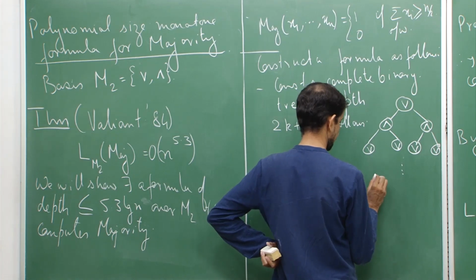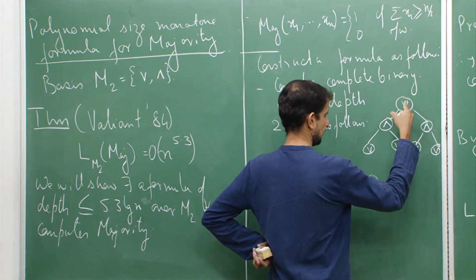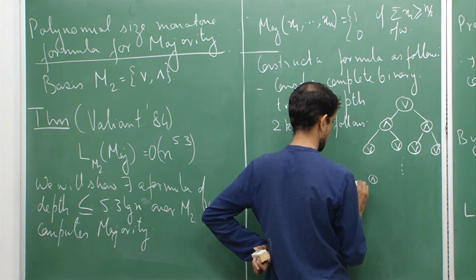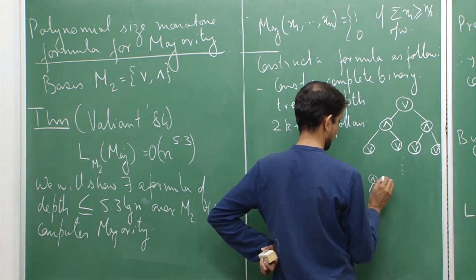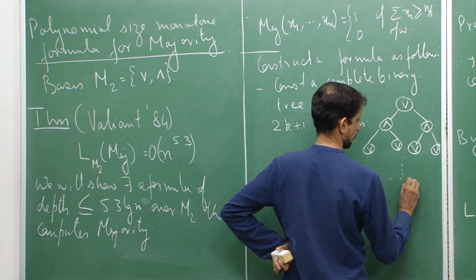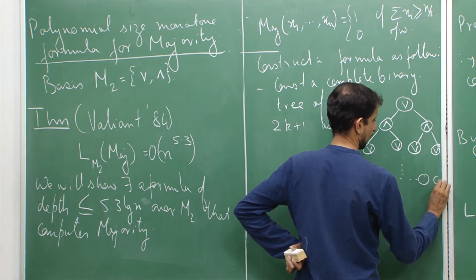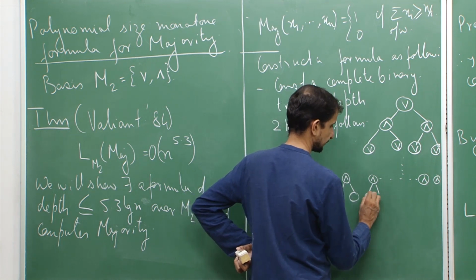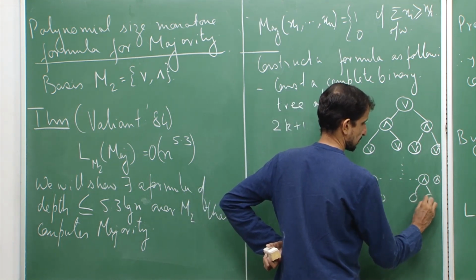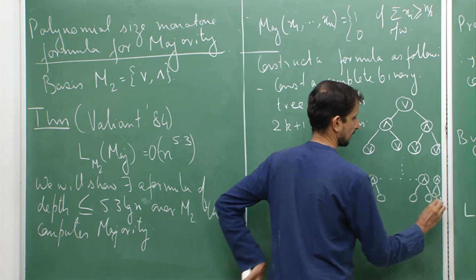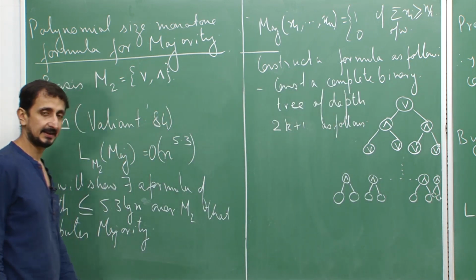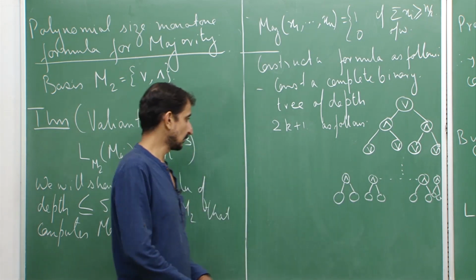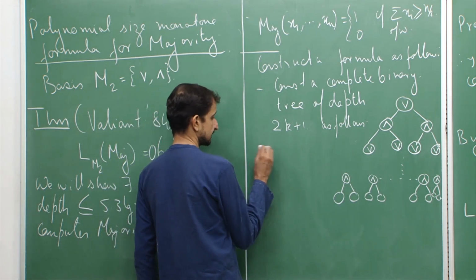So, then we have ORs and ANDs, and then we have the leaves for all these AND gates. So, we have constructed these. Now, what do we assign to these leaves?